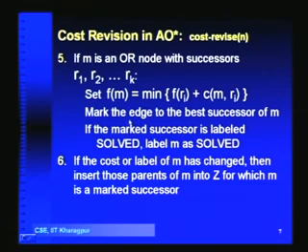And then finally, if the cost of M has changed, regardless of whether M was an OR node or AND node, if the cost or label of M has changed, then insert the parents of M into Z for which M is a marked successor.